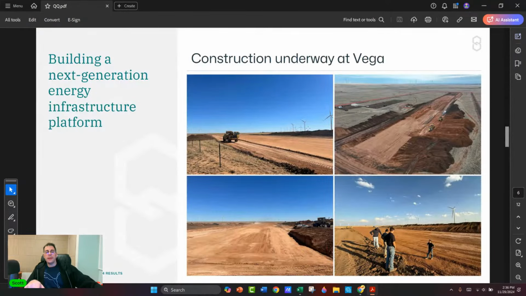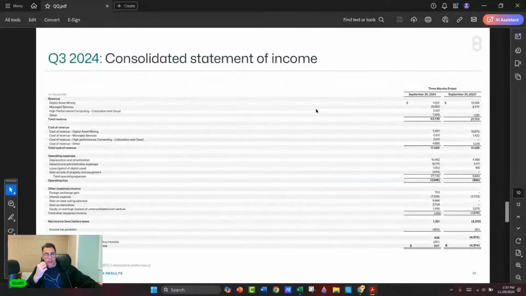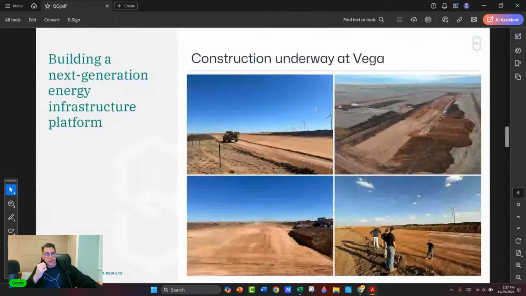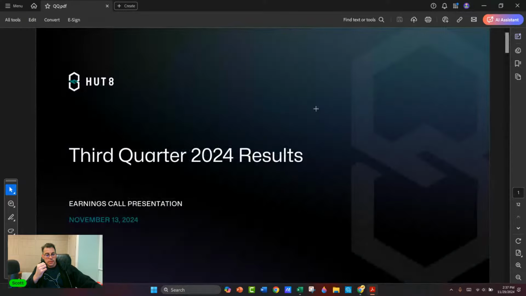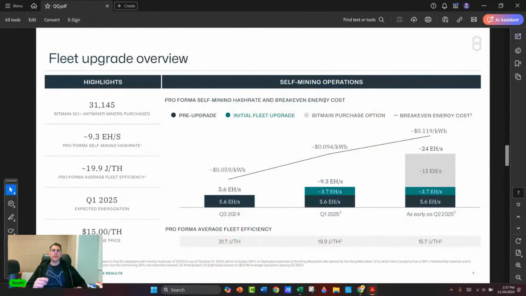They're building a next generation energy infrastructure platform. This is in Texas, on the Texas Panhandle. So they're building this for more Bitcoin mining. Has anybody ever heard of this company, Hut 8?